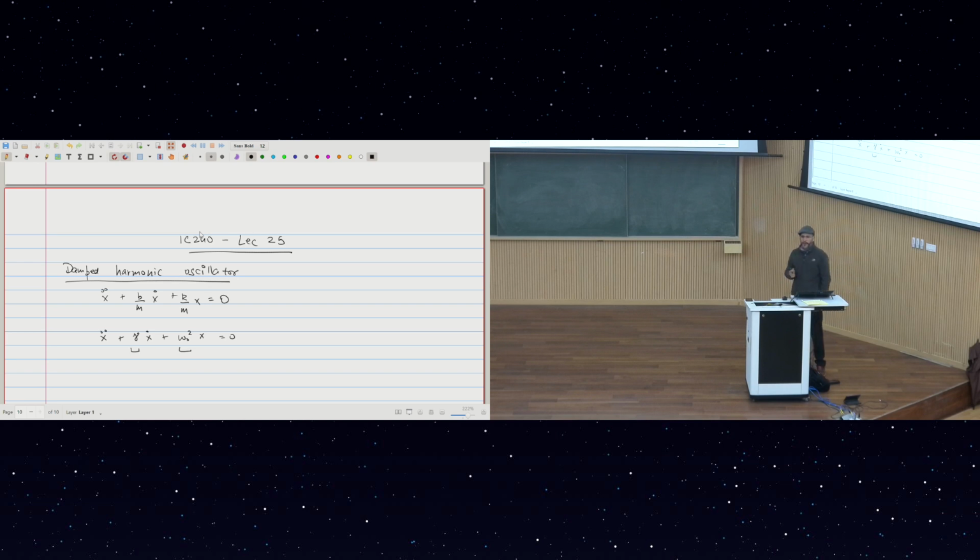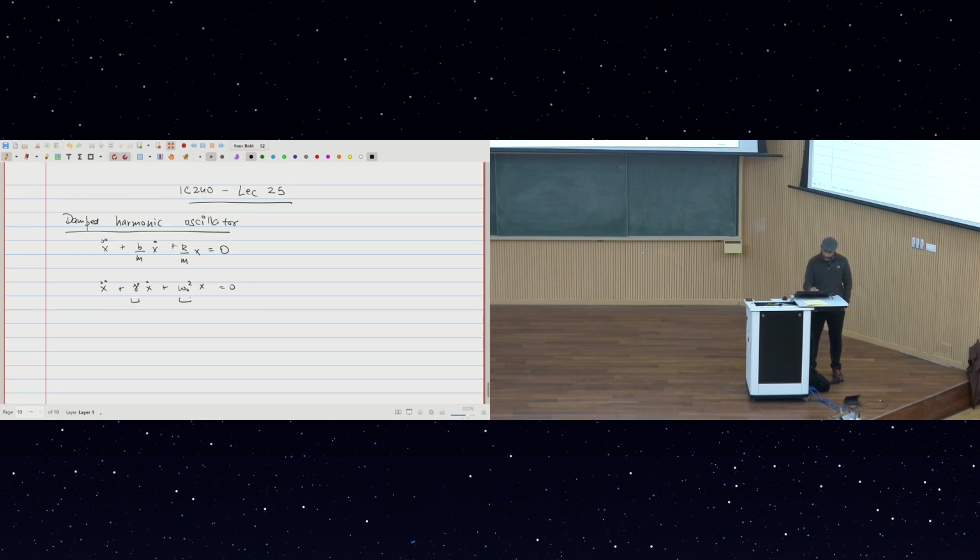Anybody knows how to solve this equation? Characteristics, yes, very good. So what we do is we have to substitute e to the power of, so what we had done last time was we have substituted x is equal to e to the power of lambda t times a constant, right? Now in this case this won't work because we have a complex situation.